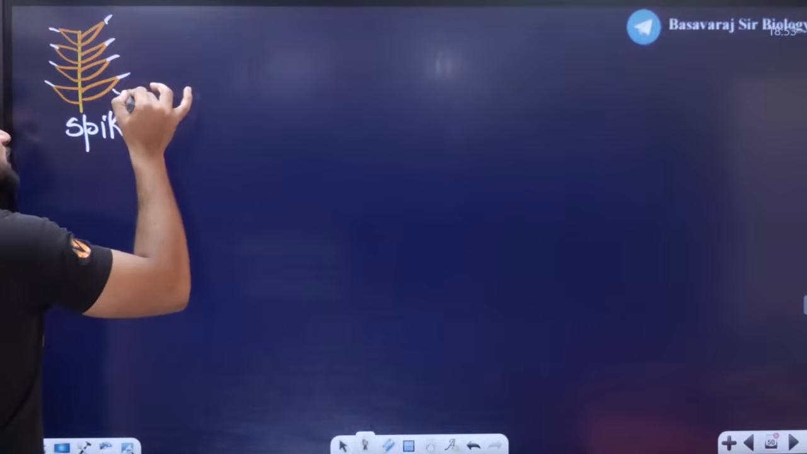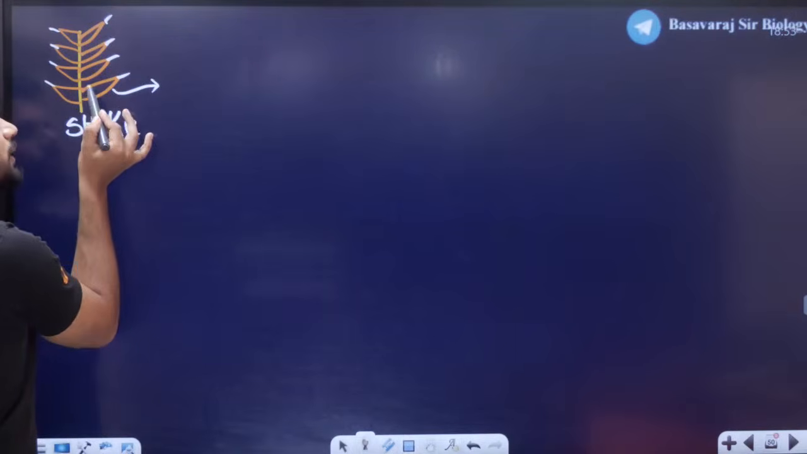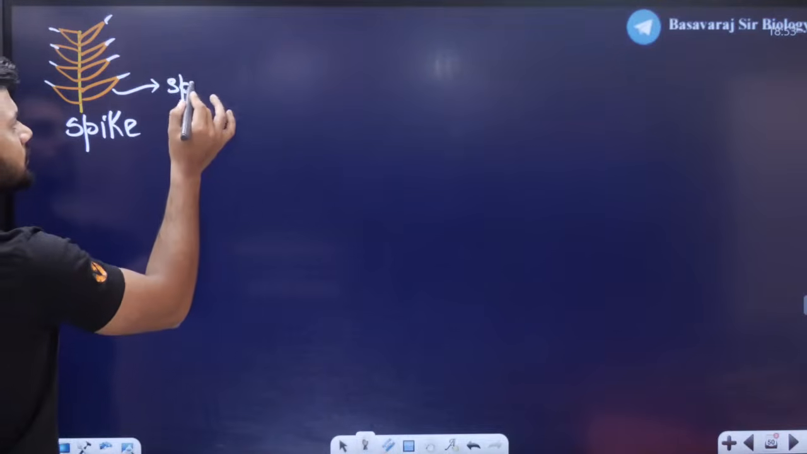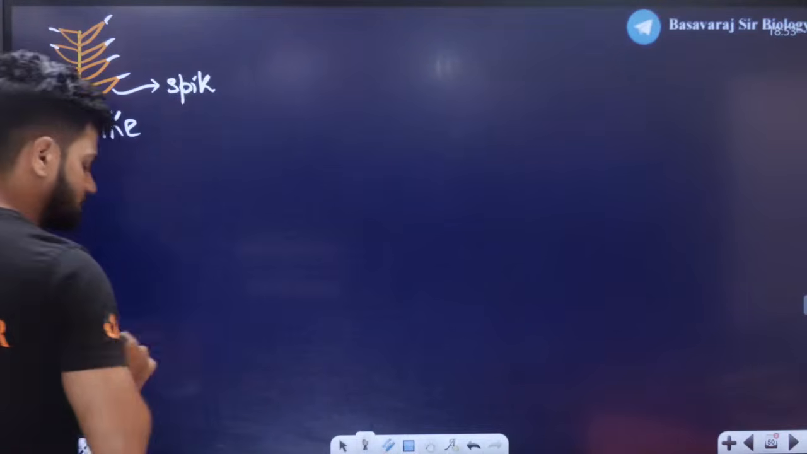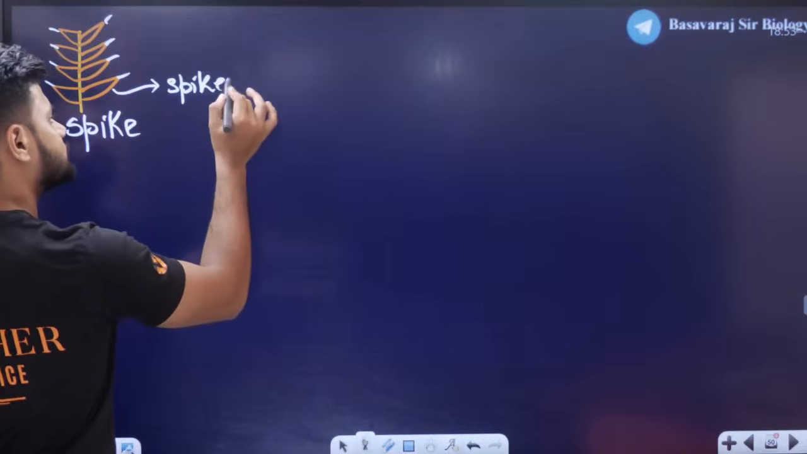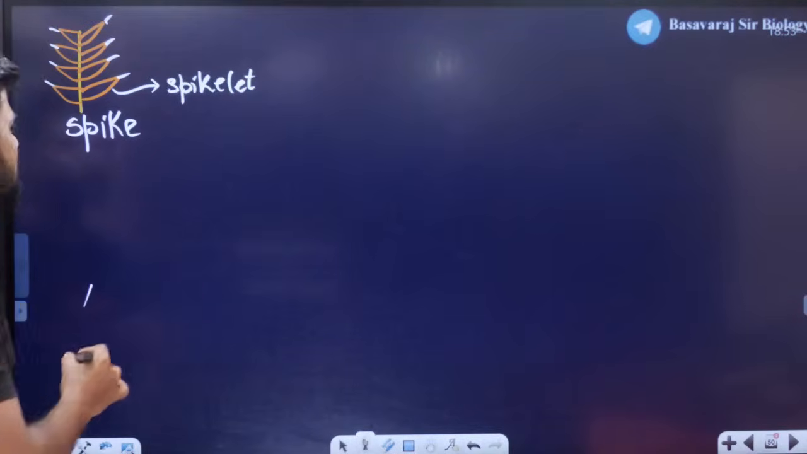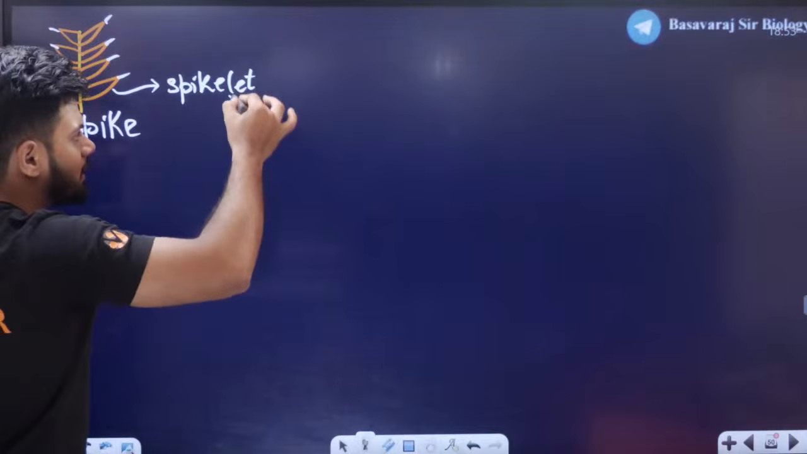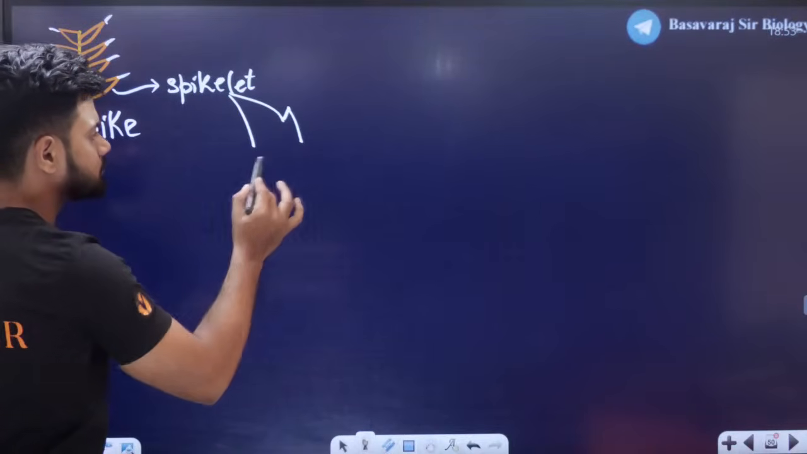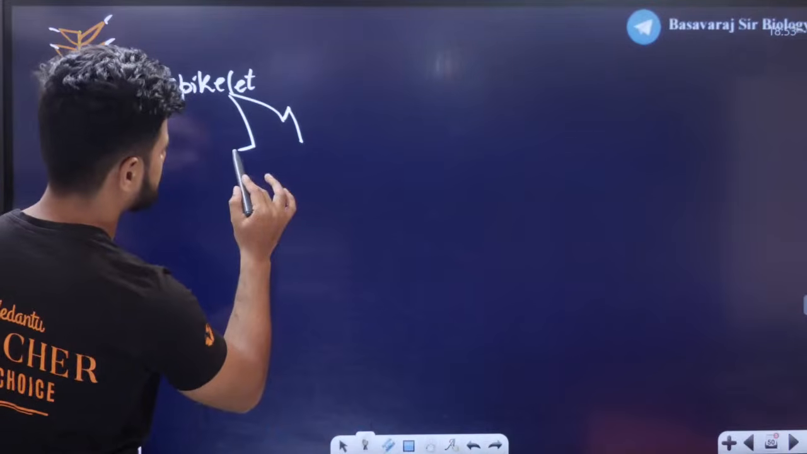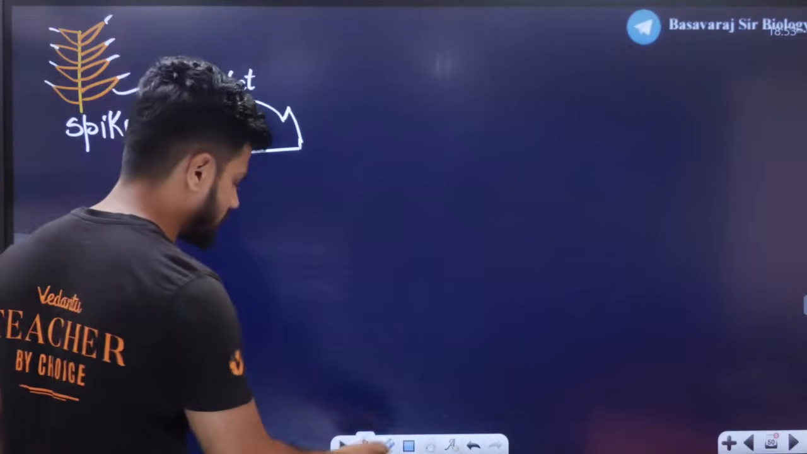I can see this individual one. Each one of them is called a spikelet. Now let's zoom into a spikelet, friends.